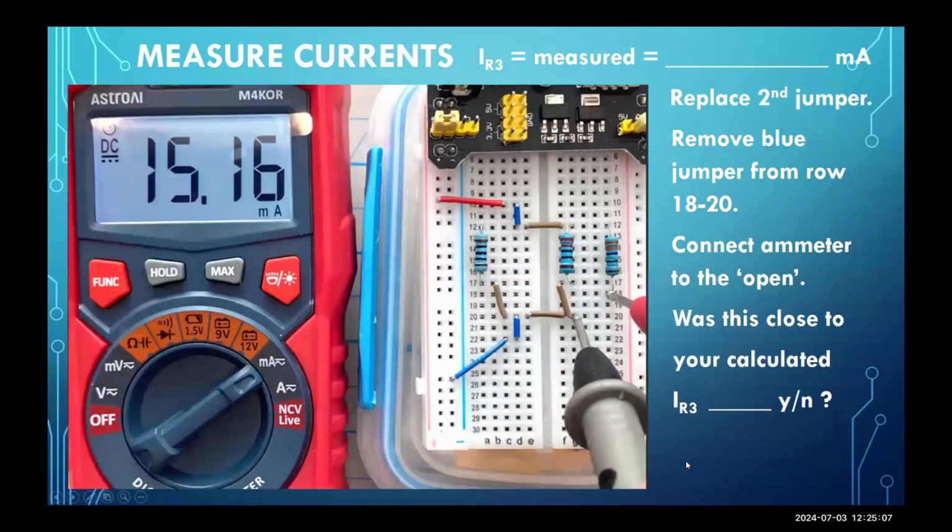Same idea. Replace the jumper for R2, remove the blue jumper wire, the shorter jumper wire that I had at row 18 to row 20, and that will allow me to create an open between these 2 points. Put my ammeter, see, milliammeter function, between these 2 points, verify I have something close to 15.15 milliamps, and I do. 15.16 milliamps is pretty sweet.